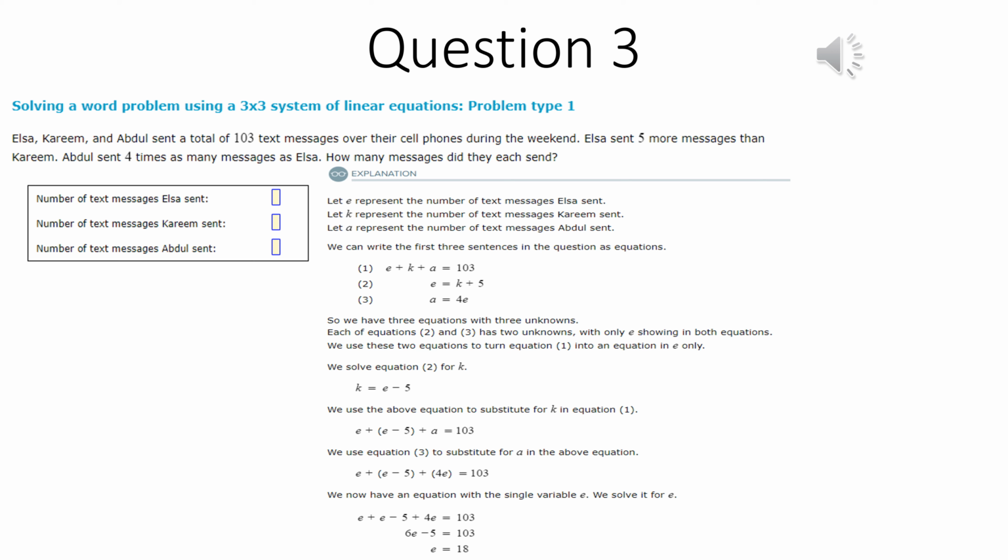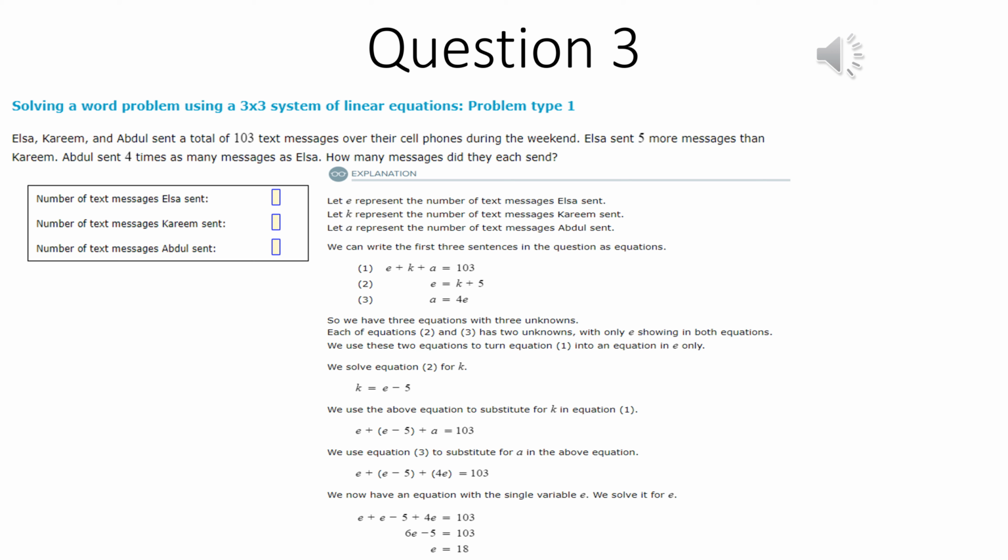My second equation says Elsa sent 5 more messages than Karen. This equation only includes two variables: Elsa E is equal to K plus 5. Now finally, Abdul sent 4 times as many messages as Elsa. Four times is multiplication. So Abdul A is equal to 4E. Okay, so what is the manipulation?